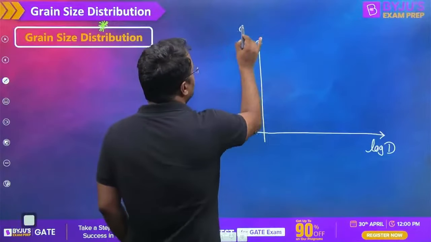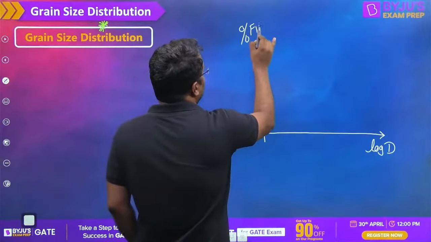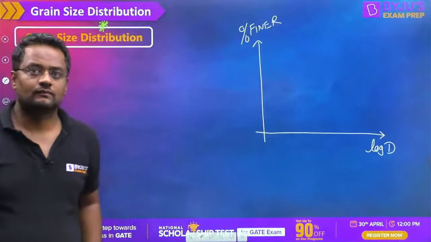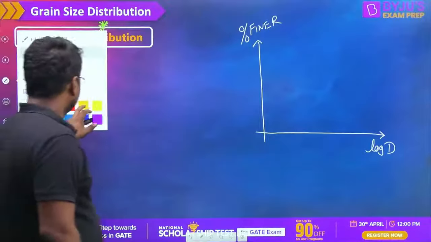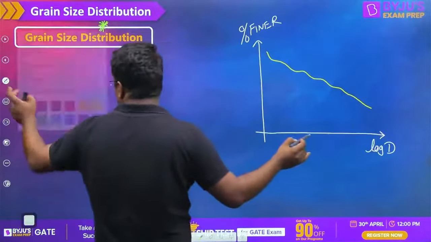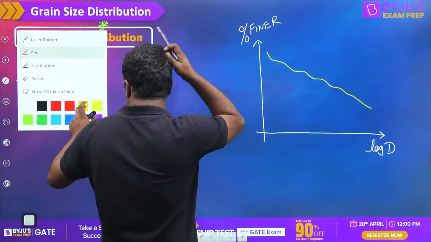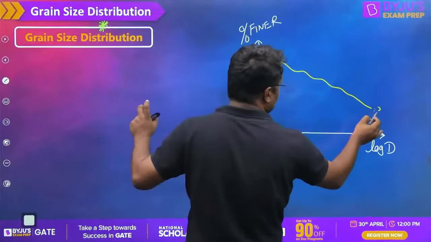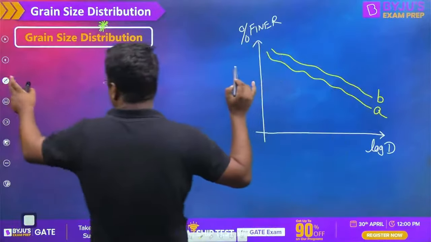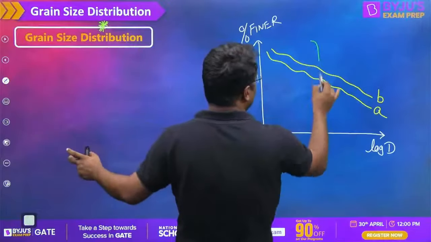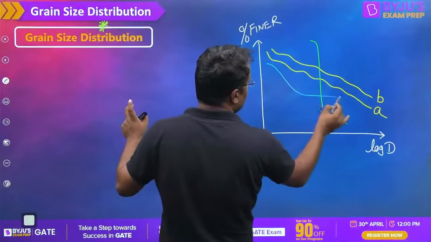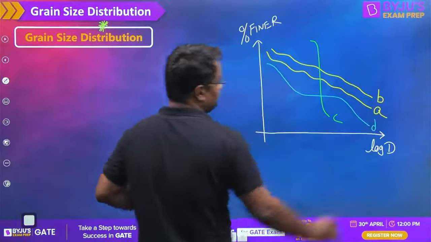Log D, percentage finer. See, suppose, my friends, one soil is this A, one soil is this B soil, one soil is like this C soil, and one soil is this, that is D soil.